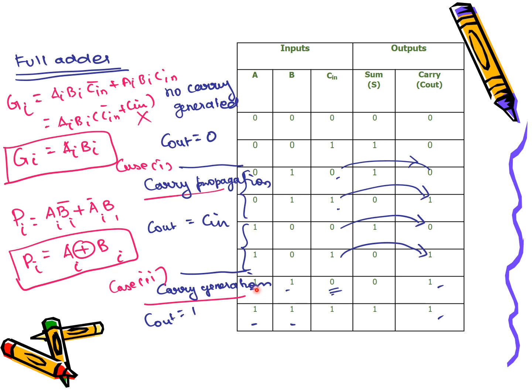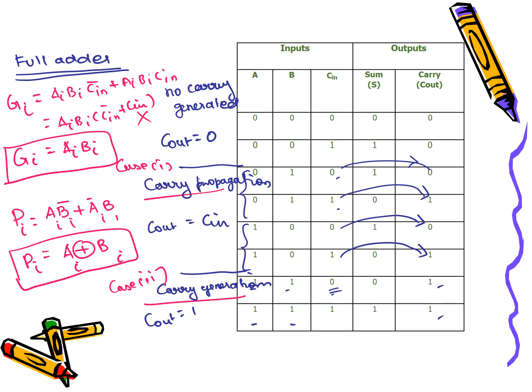Or if you write the expression A B C in bar plus A B C in, take out the common term A B, C in plus C in bar. C in plus C in bar is 1. So you will have AB. So carry is getting generated, carry is getting propagated. So these are the two expressions.